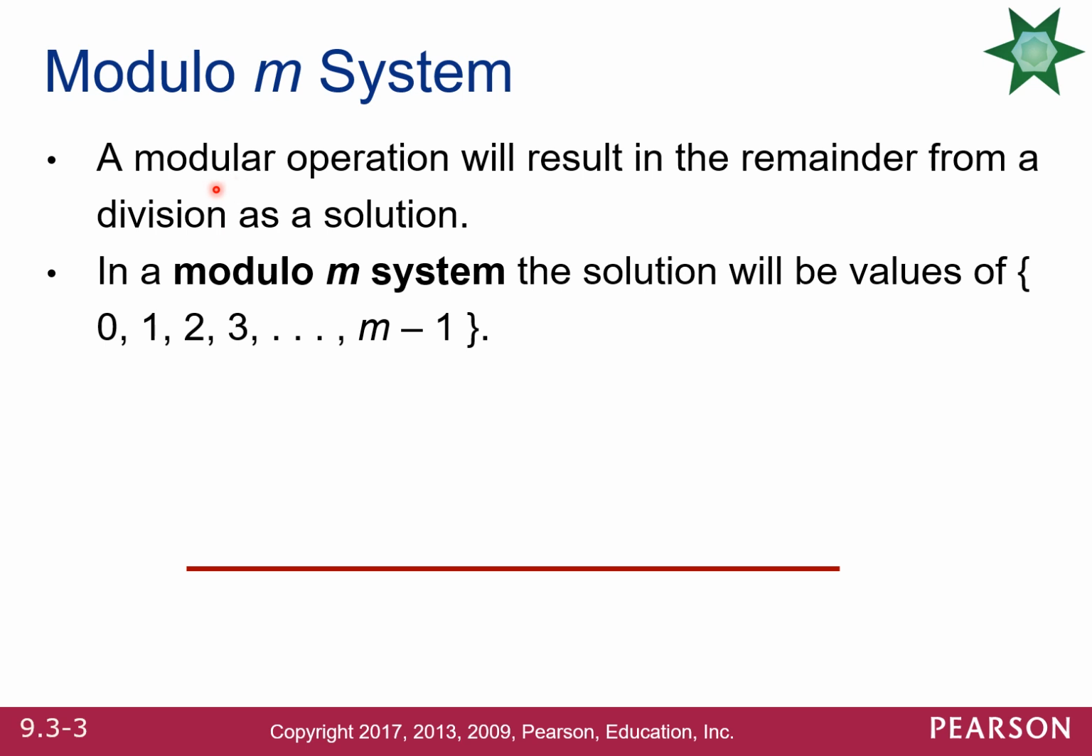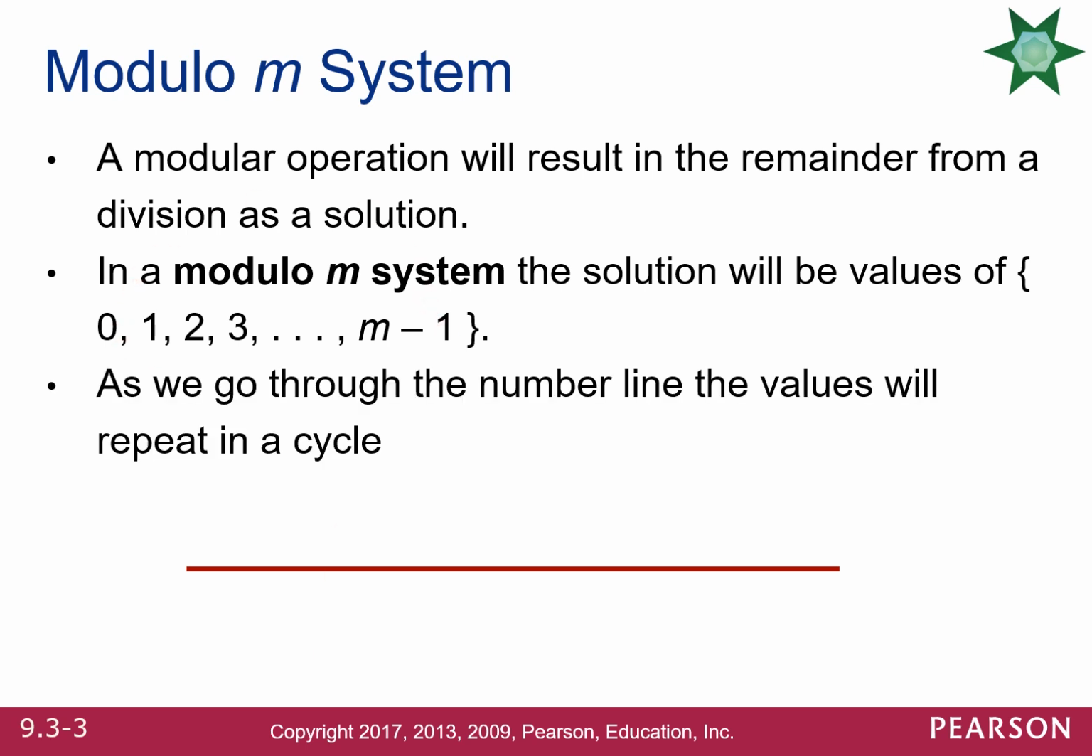When I say the remainder must be, what I mean is the highest value that a remainder can take is 1 less than whatever M is, correct? So we can get a remainder of 0, or we can get a remainder of 1, 2, 3, and it keeps going. But the highest value that a remainder can be is M minus 1. So in a modulo M system, the solution will be values starting from 0 up to M minus 1.